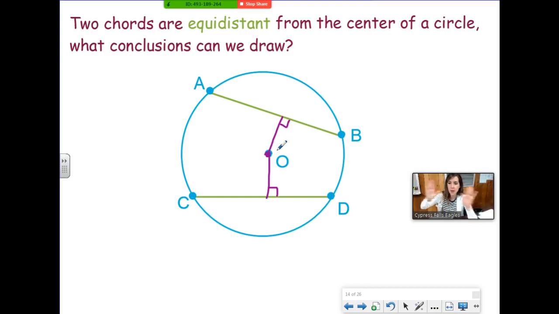Let me say something else. What's the longest chord you could possibly draw in a circle? Longest chord. The diameter is the longest chord. Now that one goes through the center. So as we get further away from the center, what happens to the chords? They get shorter and shorter and shorter. But if these are the same distance away, if this one's 3 inches away and CD is 3 inches away, then what's true? They're equal in length.